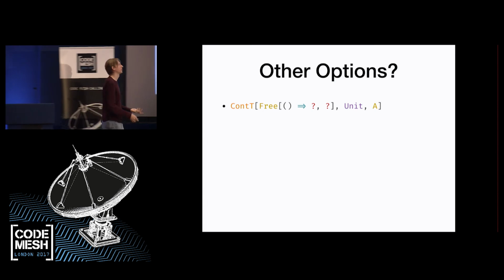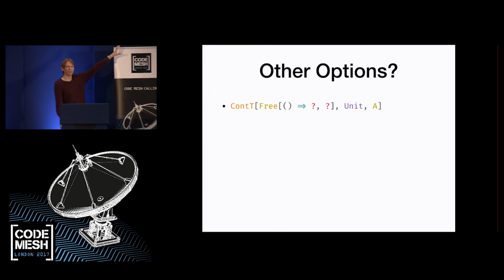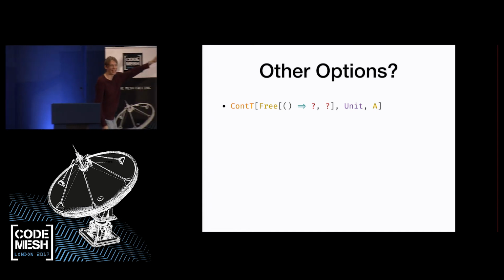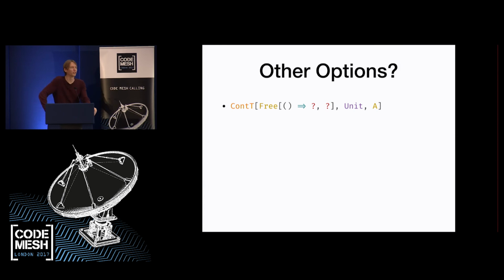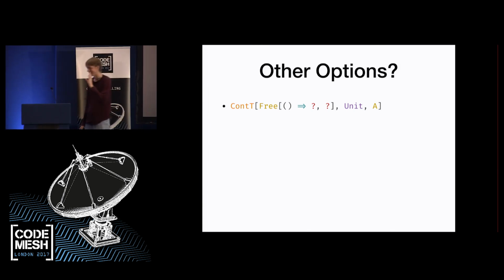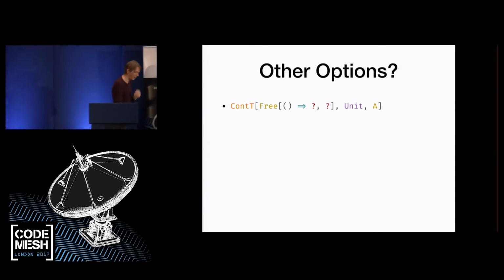So are there any other options? Well, maybe we could do ContT of Free of Function0 of Unit, A, which, thanks to Brian McKenna, we know is actually Task, but no one would ever want to use that. This is a very confusing type to look at, and it's sort of surprising that it works. While that semantically does the right thing, it's not actually what we want to do.